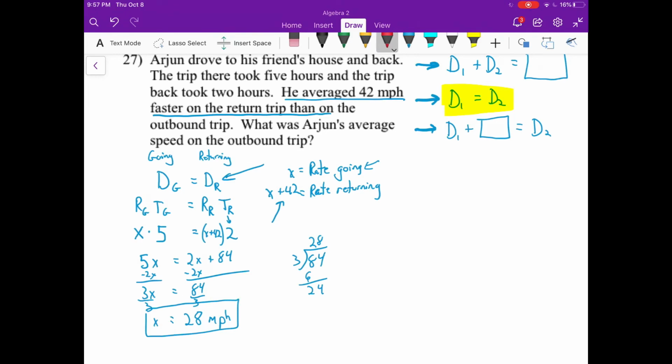Just for extra, we'll find the returning rate. So the R sub R, returning rate, would be the 28 plus the 42, which would be 60 miles per hour. But we didn't need to find that. That's just extra.